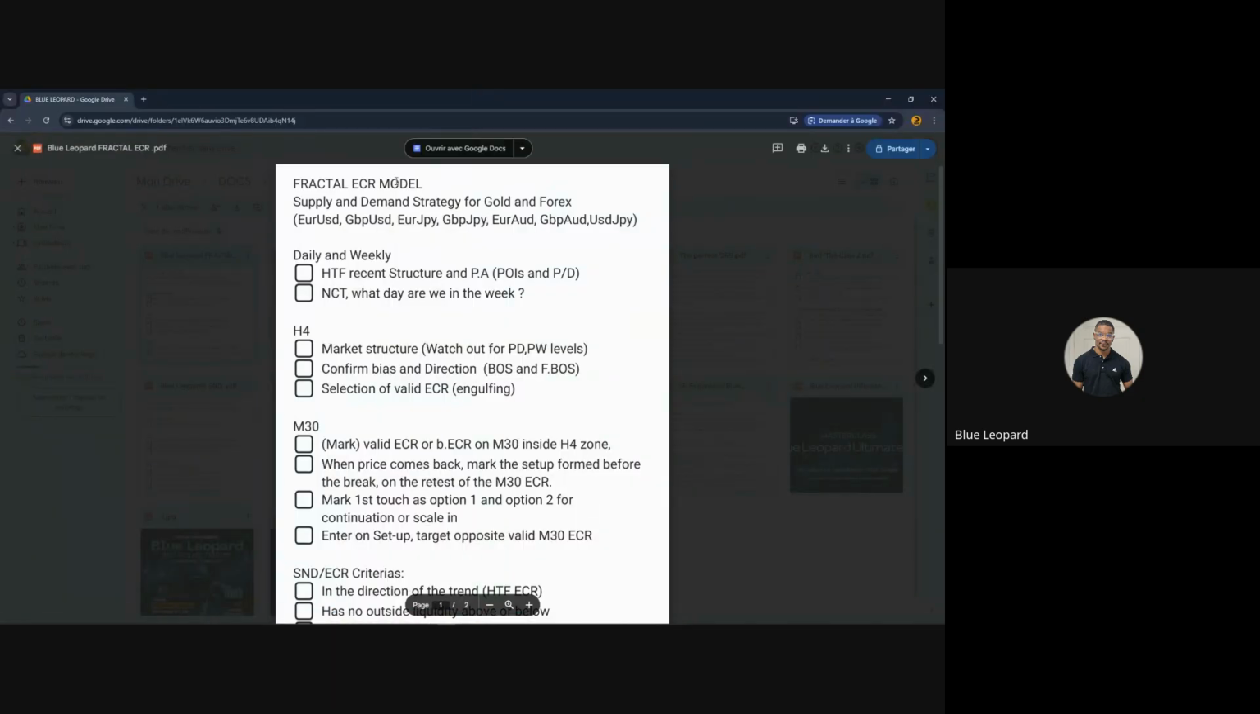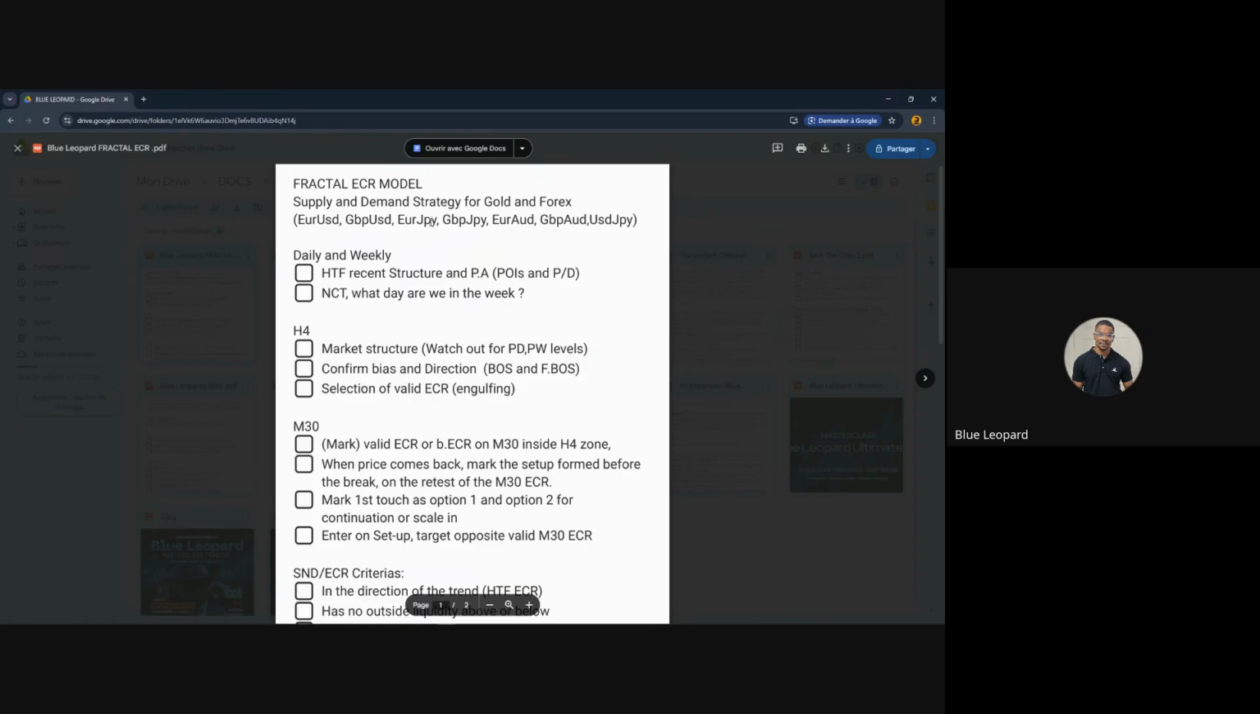Here, the fractal ECR model. I've talked about this once and many times on my YouTube channel, but today we are going to go in depth. So I want you guys to really take notes. I've given you time to prepare your notepads. Let's go into it. So the first thing is you must understand that it's a supply and demand strategy for gold and forex. Fractal ECR. ECR stands for engulfing candle range.